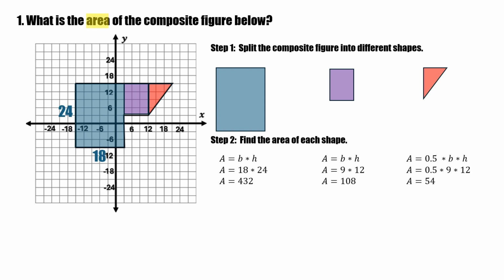Once we find the area of each shape, we will add them to find the total area. When we add the area of the three shapes, we get that the total area is 594 square units.